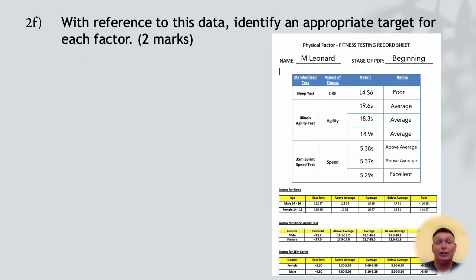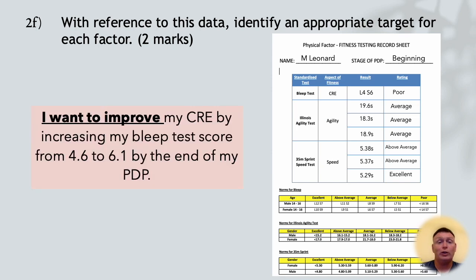Okay, so let's have a look at how to actually answer this question then. As you can see on the screen, I've got some data that somebody's collected on themselves. In this data, they've been looking at the different aspects of fitness and have completed a series of standard tests. They've identified that their CRE is poor from their score in their bleep test, and that's the weakness that they want to focus on. So an appropriate target they might set is, I want to improve my CRE by increasing my bleep test score from 4.6 to 6.1 by the end of my PDP.